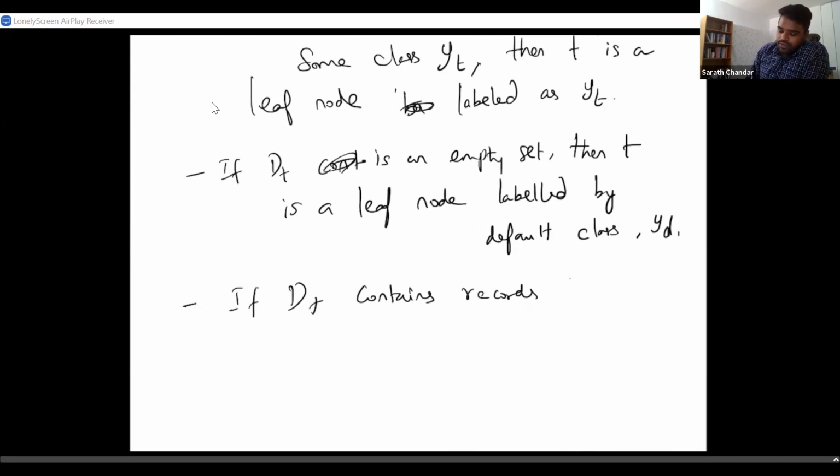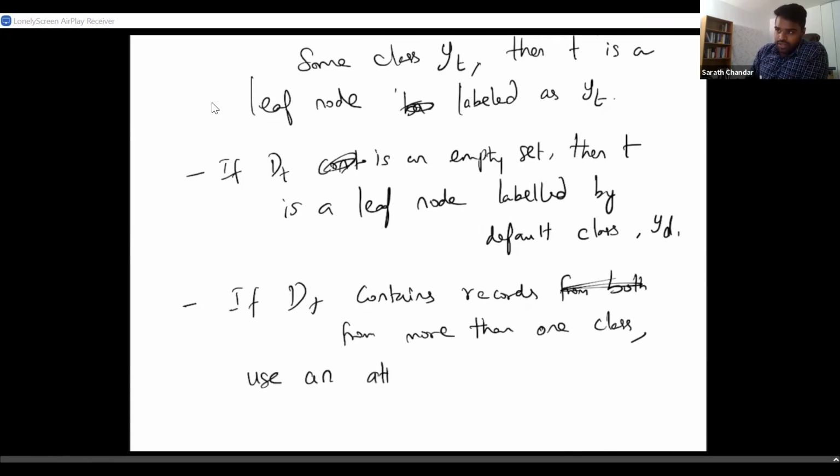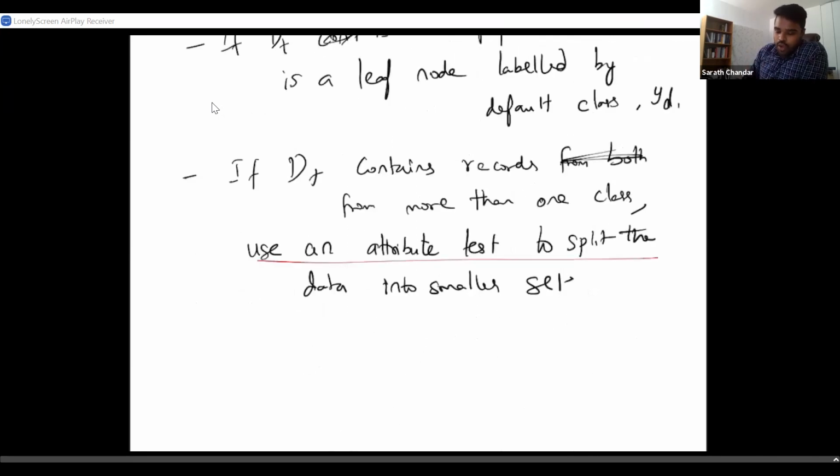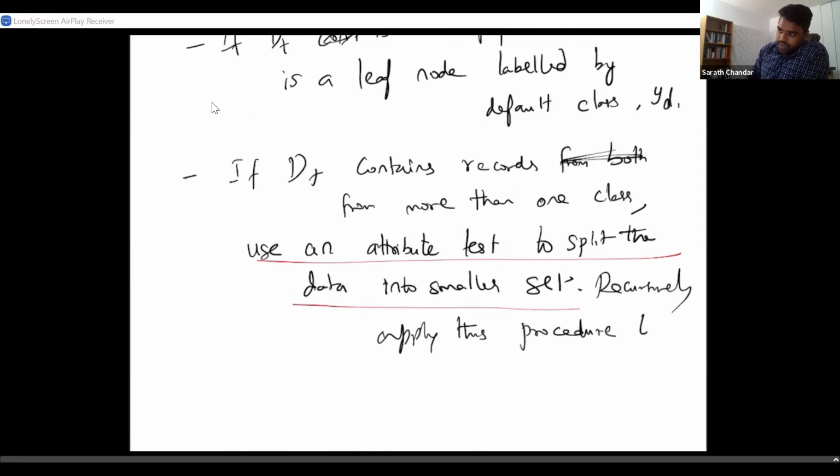Now what is the more interesting case is if DT contains records or examples from more than one class, and we don't know how many classes. Then we are going to use an attribute test to split the data into smaller sets. The most non-trivial part of this algorithm is how I am going to do this split. But once I do the split, I'm going to recursively apply this procedure to each subset.